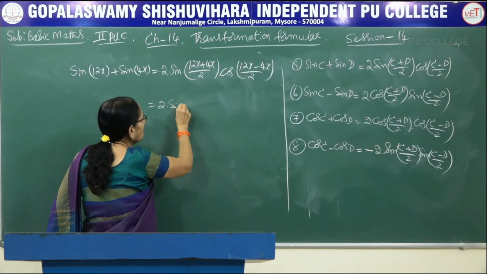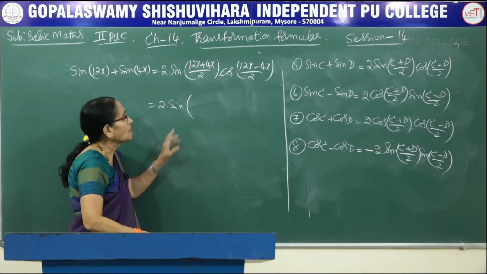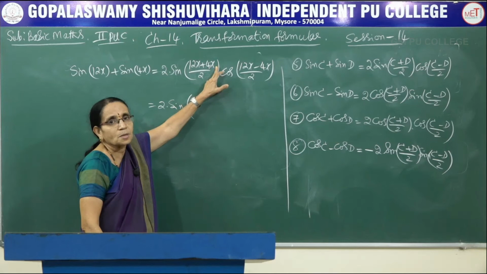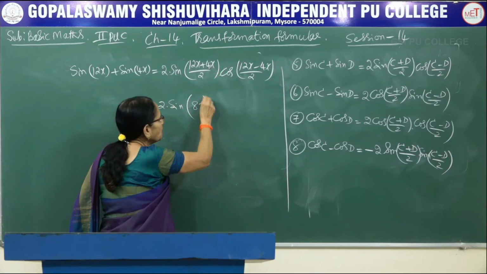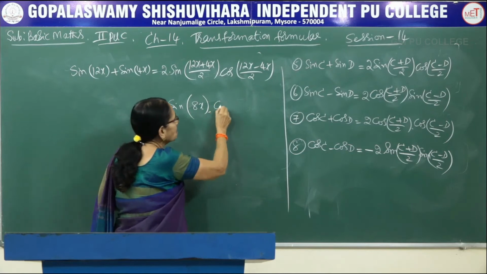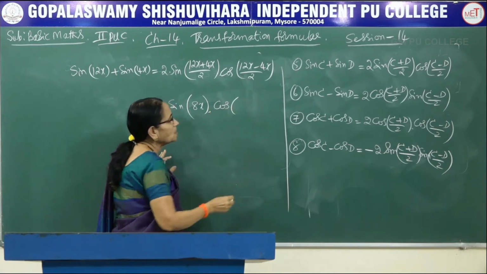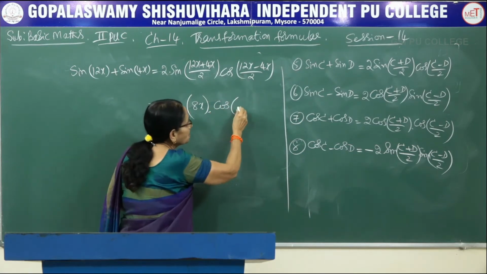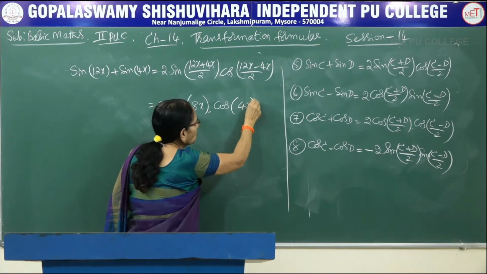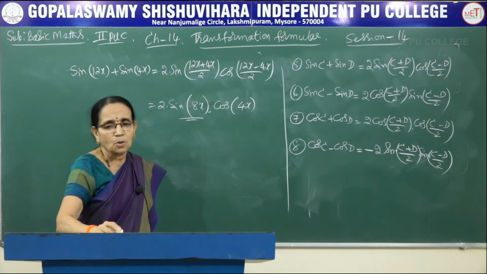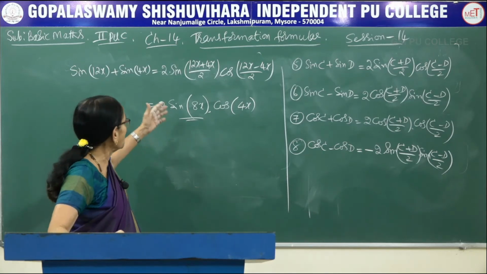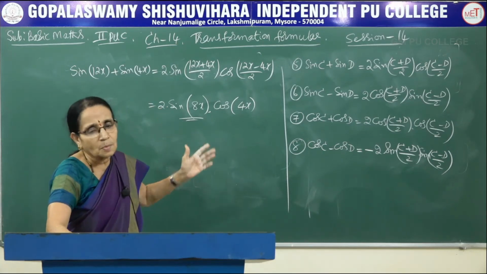It is nothing but the arithmetical calculation. 12x plus 4x, how much is that one? 16x divided by 2, that would be 8x. And cos of 12 minus 4 is 8, 8 by 2, that would be 4x. So, this is a 1 mark question where you are converting the sum or the difference into the product.